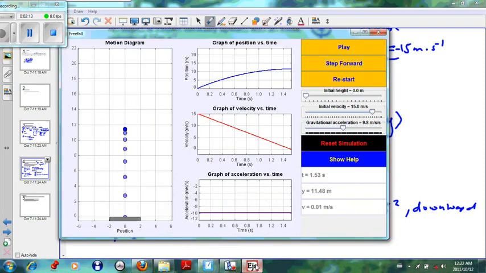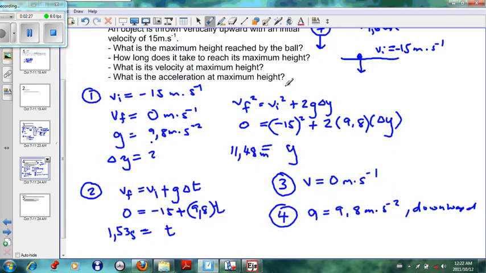So here we see in the Java applet, again, the position versus time graph is a curve. The velocity versus time graph goes from 15 to 0, and your acceleration time graph is constant at 9.8. So this is a simple way of dealing with a sum where an object is thrown up from the ground.